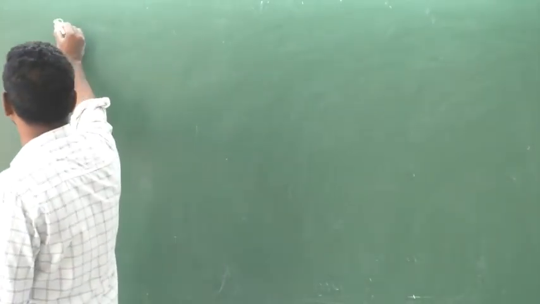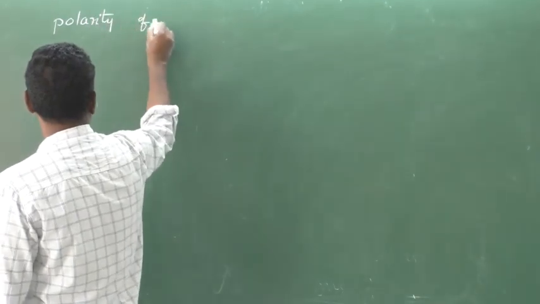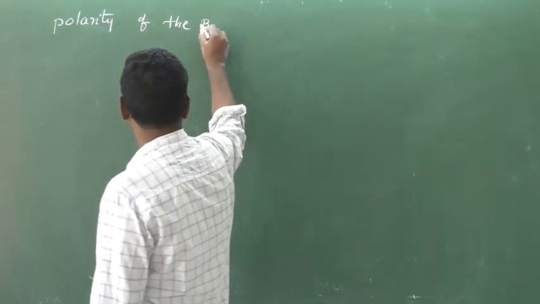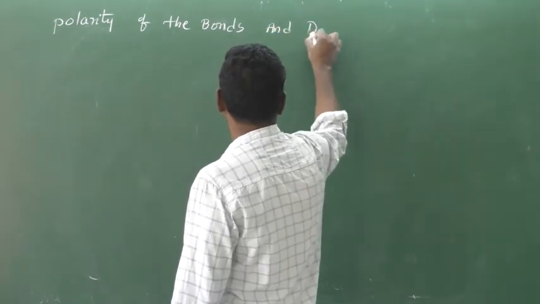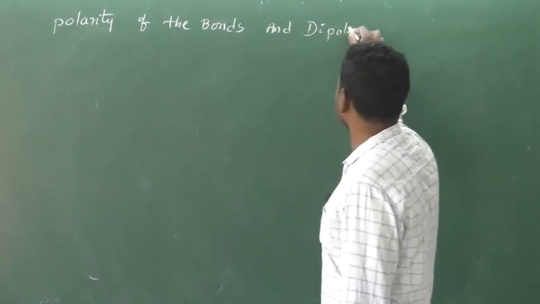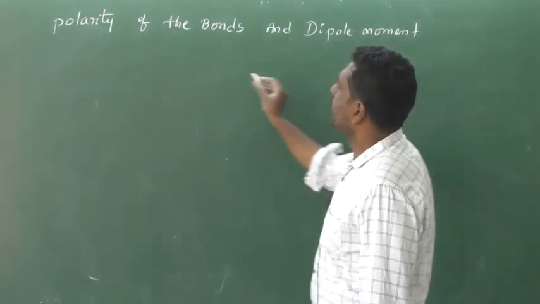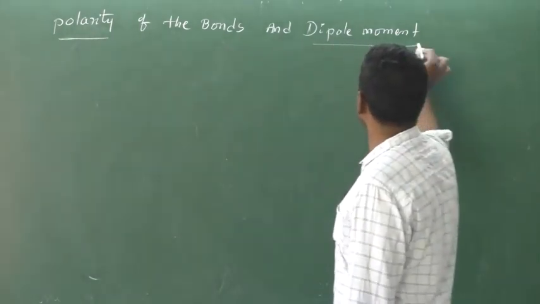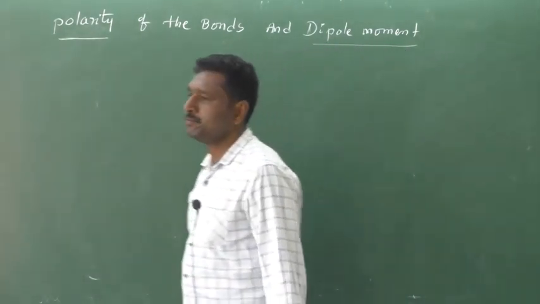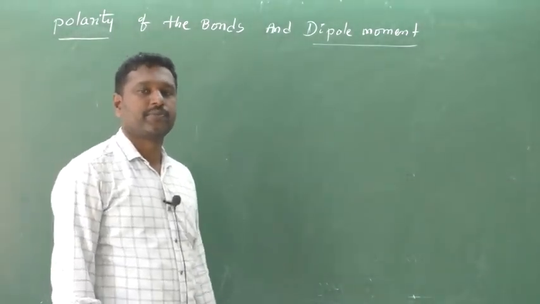Topic is polarity of the bonds and dipole moment. So what is polarity? What is dipole moment? Here we know that a covalent bond is of two types.